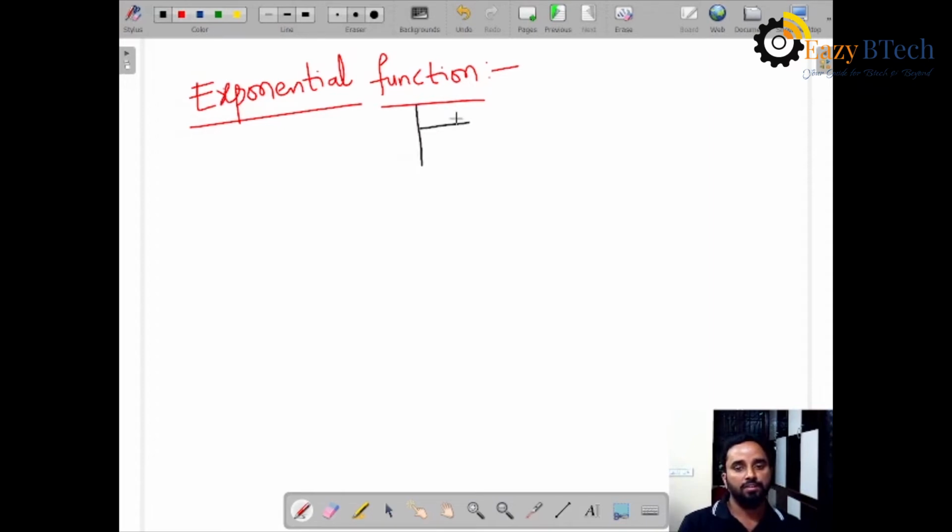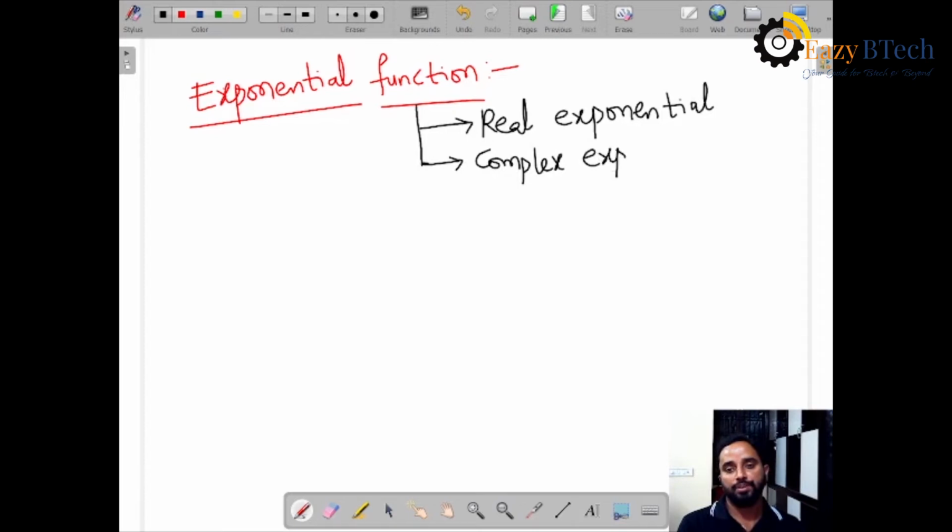The first one, real exponential. And the second one is complex exponential. So these are the two types of exponential functions. We see one by one now. Real exponential, how it is defined.